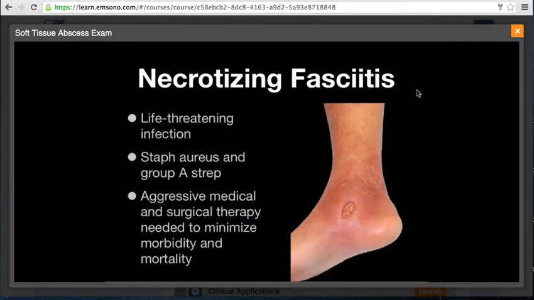Necrotizing fasciitis is a dreaded, life-threatening infection. It's usually caused by either Staph aureus or Group A strep, and these patients require both aggressive medical and surgical therapy in order to minimize morbidity and mortality. This was a diabetic who came in, had a chronic wound here, but then noticed rapid erythema and swelling, was febrile, appeared very ill, and was found to have necrotizing fasciitis.